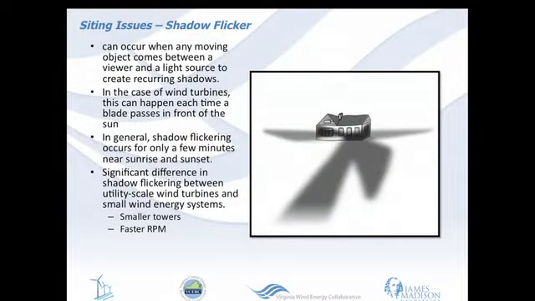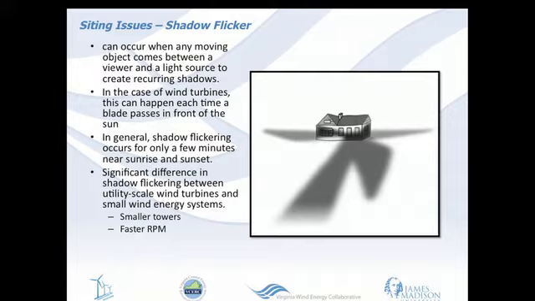So some typical issues that we run into a lot with wind facilities I'm going to cover now, which were mentioned briefly in the considerations slide. A typical one is shadow flicker, and it's fairly self-explanatory. It occurs when a moving object comes between a viewer and the light source, and it creates recurring shadows. For a wind turbine, that is basically whenever the wind turbine blades pass in front of the sun.